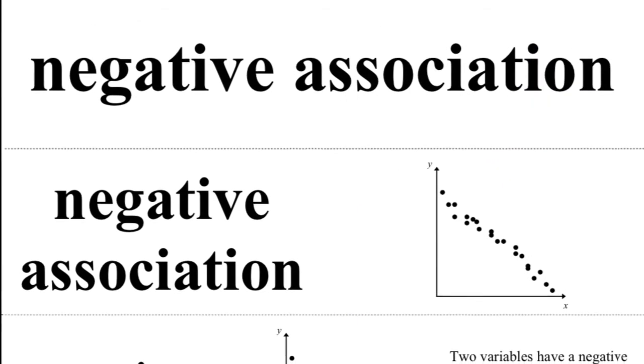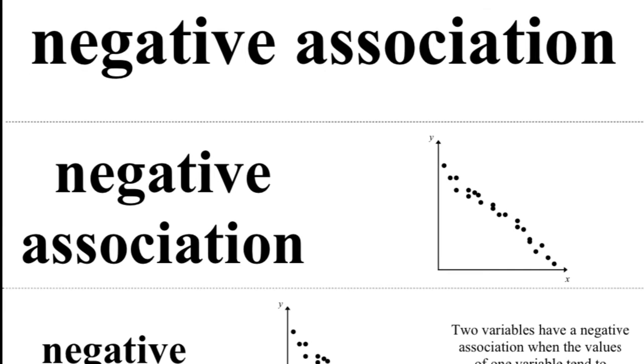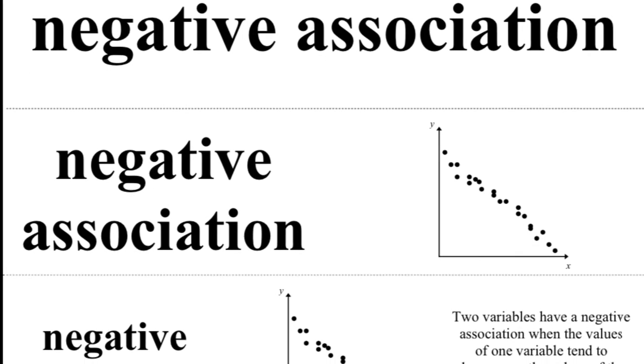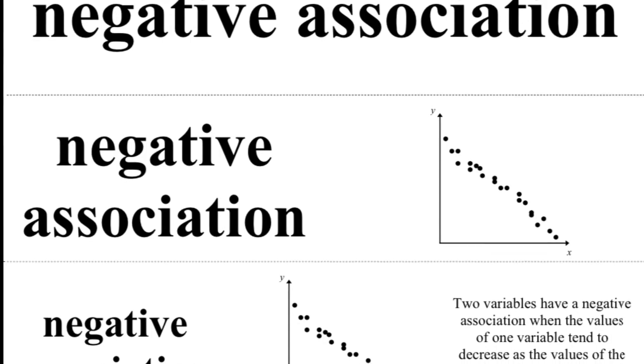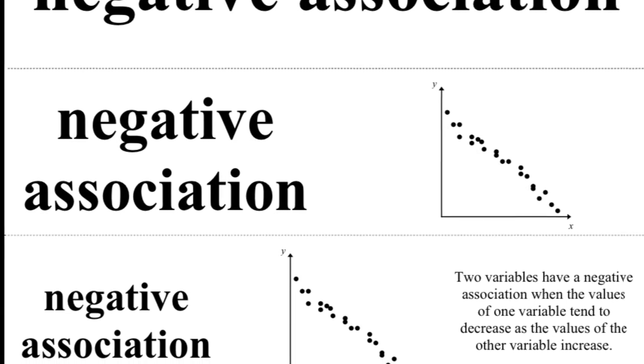A negative association, also known as a negative correlation, exists on a scatterplot where the dots go down and to the right. If you were to draw a line of best fit, the line of best fit would have a negative slope.